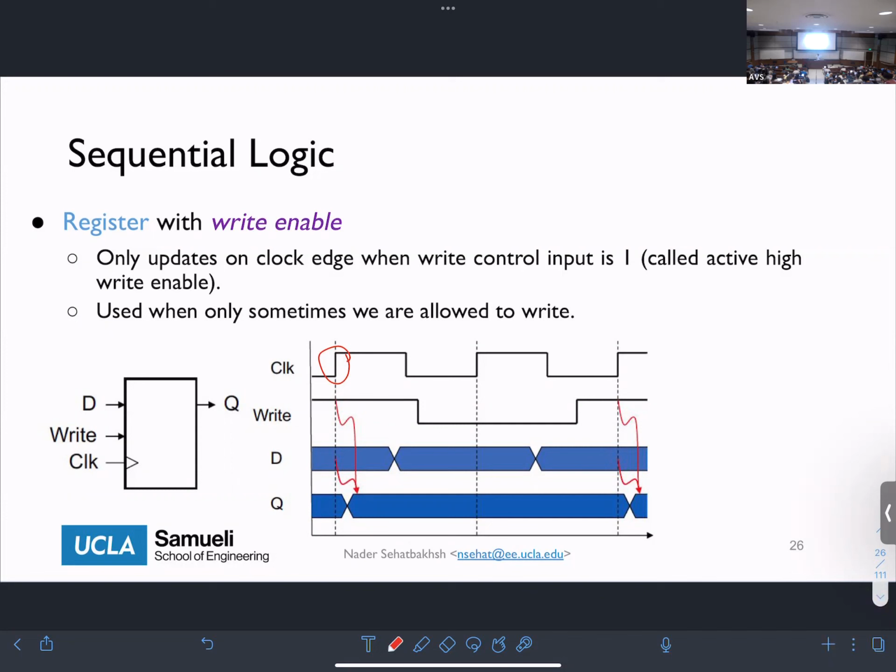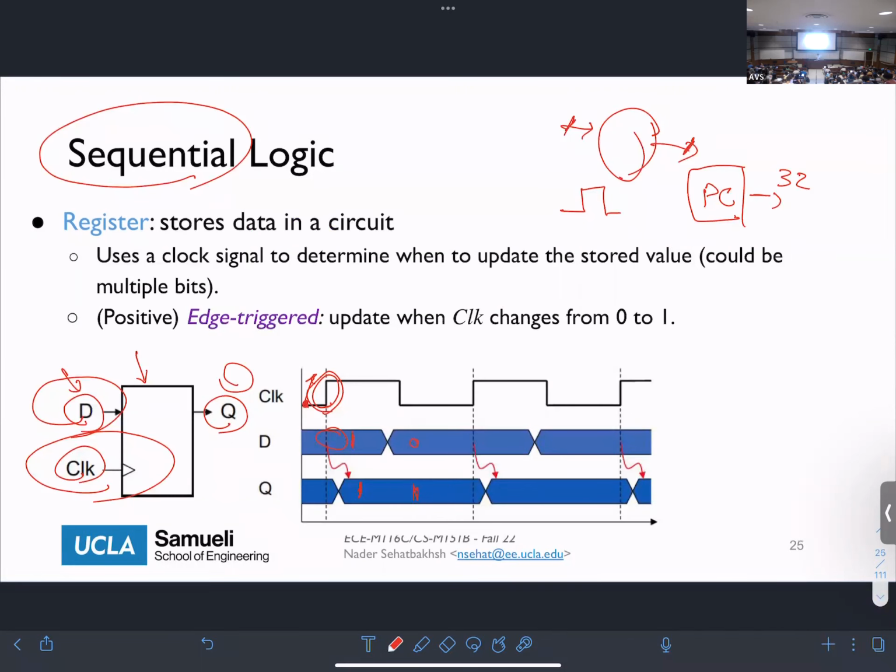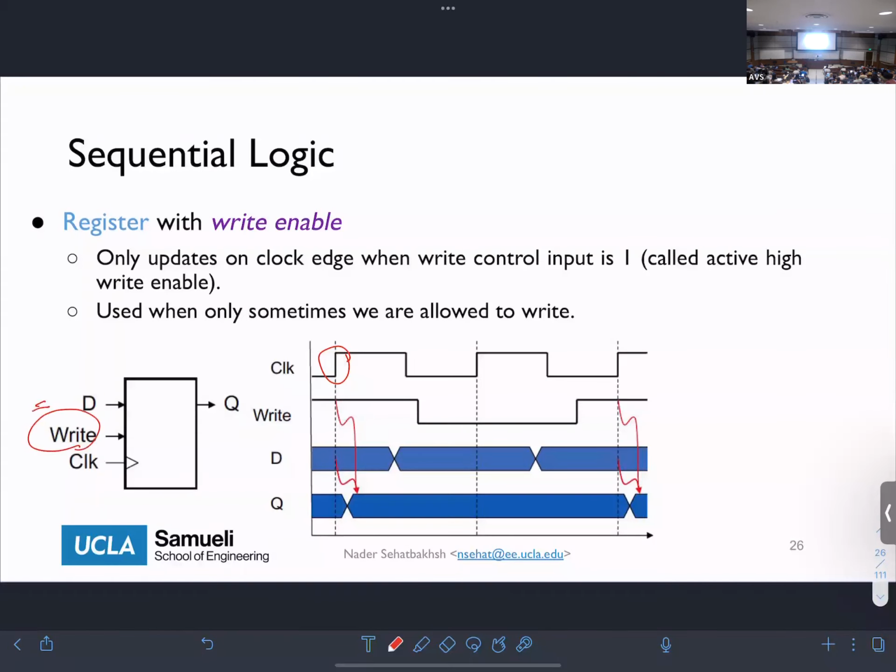Okay, so the only difference between this picture and the previous picture is that both of them are still edge triggered. When the positive edge comes, they can update their output value Q. The difference is that if this write is equal to 0, then the Q won't be updated. If the write is equal to 1 and the positive edge comes, then the value will get updated. So look at this part here versus this part here. You see that the positive edge is coming, but the write enable is equal to 0, and you see no change in our Q, although the D has changed, but Q doesn't change. Okay? Any questions so far?